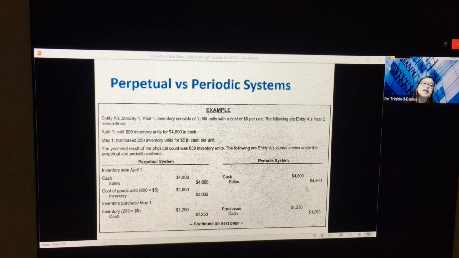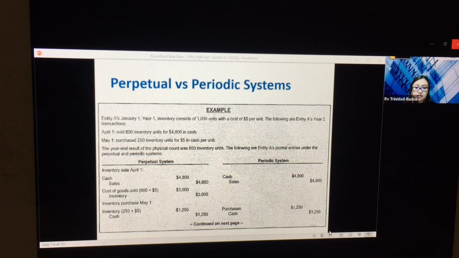Let's go to the second transaction date, which is May 1, where you purchased 250 inventory units for $5 in cash per unit. Debit inventory at a cost of $5, 250 times 5, that's 1,250, and a credit to cash of 1,250. Under the periodic system, it goes to the temporary account purchases: 1,250 and a credit to cash of 1,250.